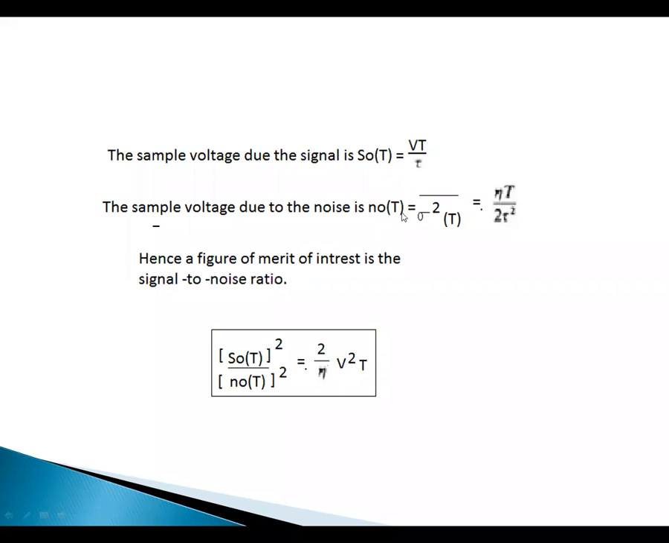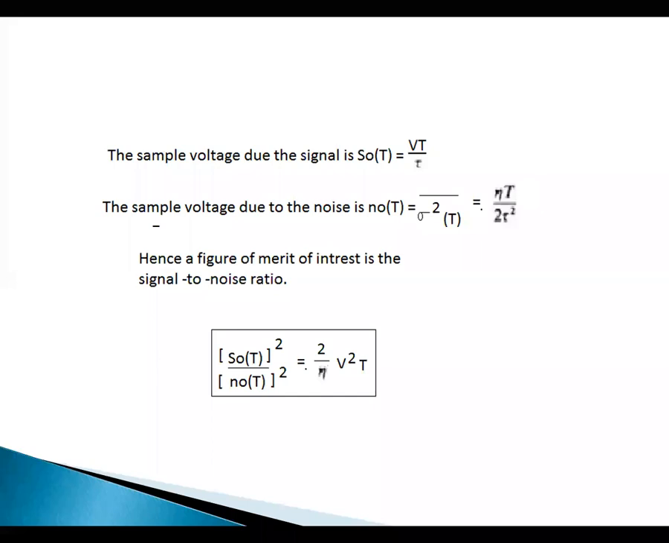Now N naught of T, in terms of squaring, that is the variance value. That is eta T by 2 tau. Eta is the noise spectral density, T is the time period, tau is the time duration, 1 by RC. Substitute in this S naught of T whole square by N naught of T whole square. That is the signal output by noise ratio.